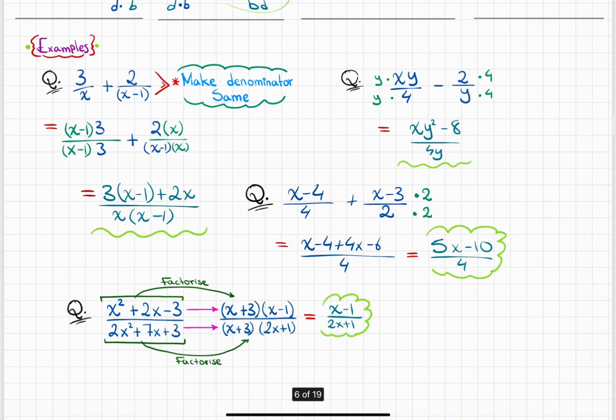Here are some examples. 3 over x plus 2 over x minus 1. This is addition, so we have to make the denominator the same. Multiply up and down on the right side by x minus 1, and the left side by x. You're going to get 3 times x minus 1 plus 2x over x times x minus 1.